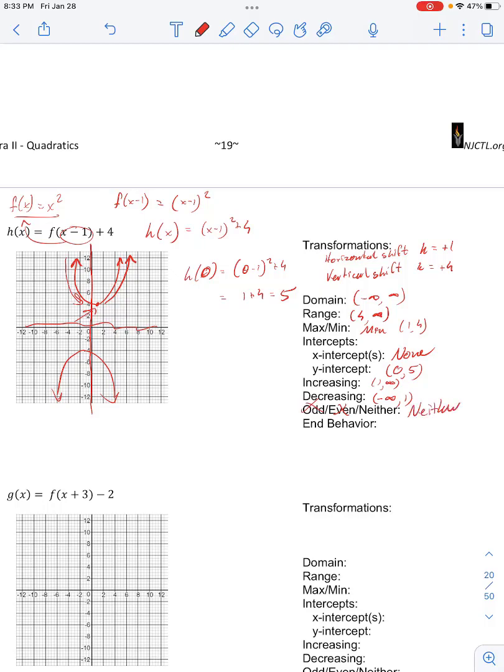And our end behavior: as we come from negative infinity and positive infinity, our function opens upwards to infinity, so our end behavior is increases towards left and right.